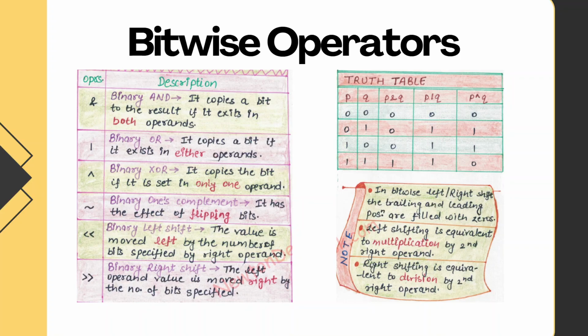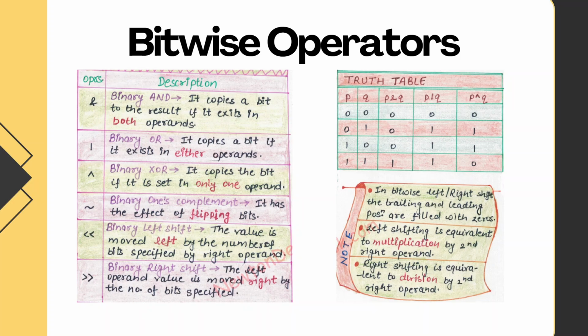As we can see in the truth table, for the 4 values of p and q: 0,0; 0,1; 1,0; and 1,1. For p and q, for only one value of p and q we get the result 1, and all the others are 0. For p or q, we get the result 0 only for p and q both 0, and all the others are 1.